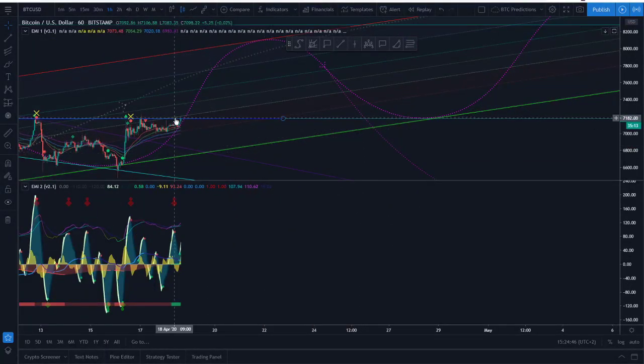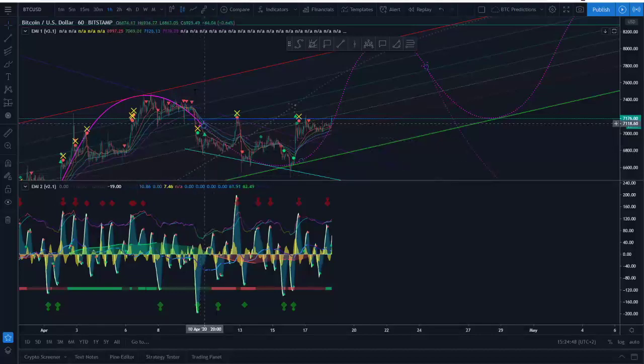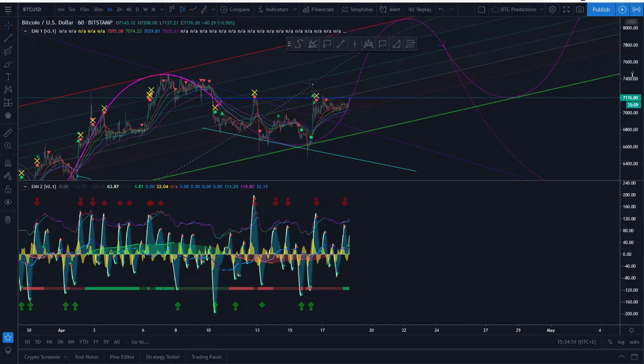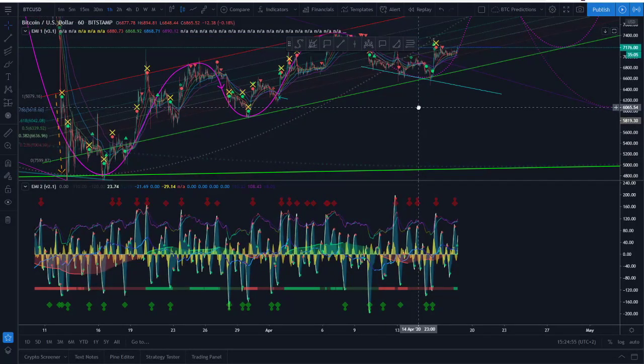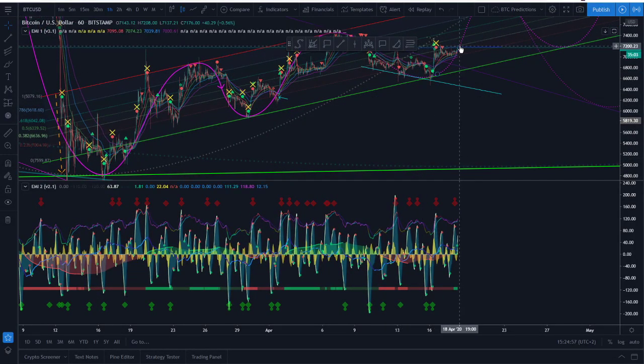Look, it got rejected by this fib level. I think that's a 0.382. No, yes it is. It's getting rejected by the 0.382 over here. And that's good. Pretty much here, like here. And the 0.5 got rejected by the 0.5.